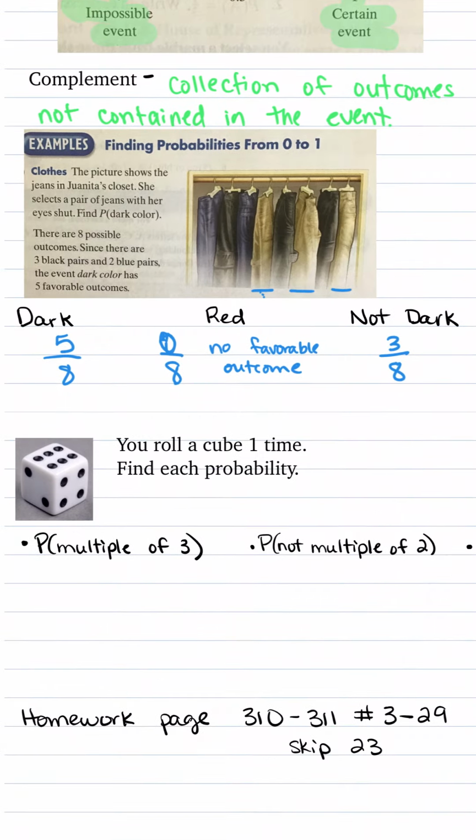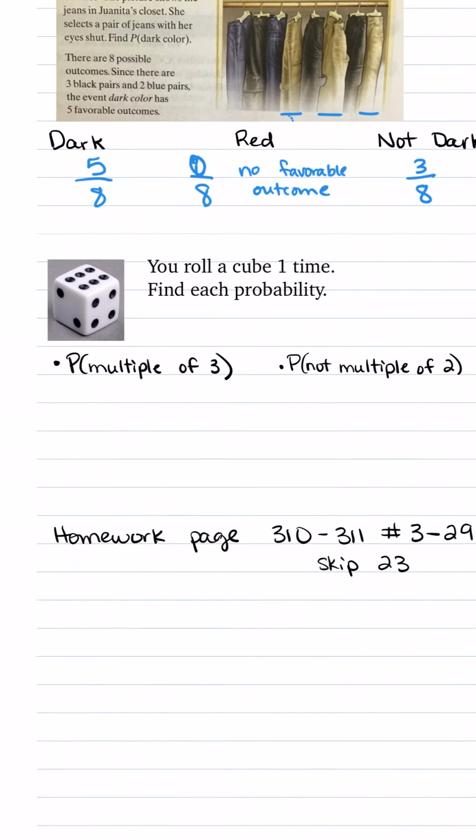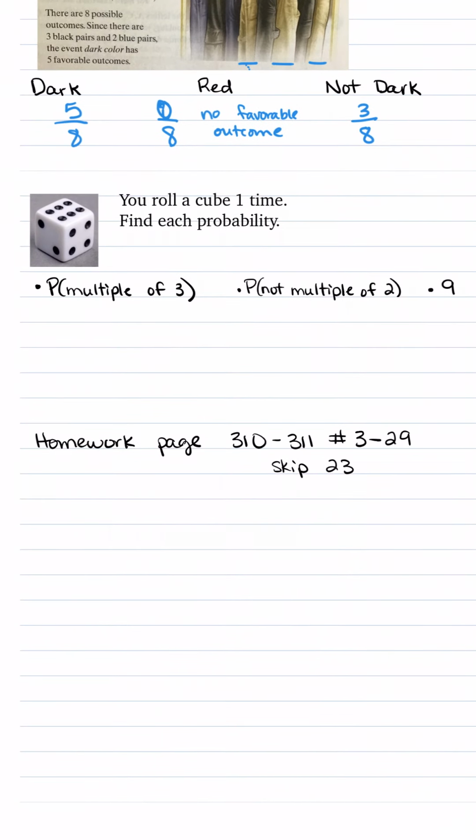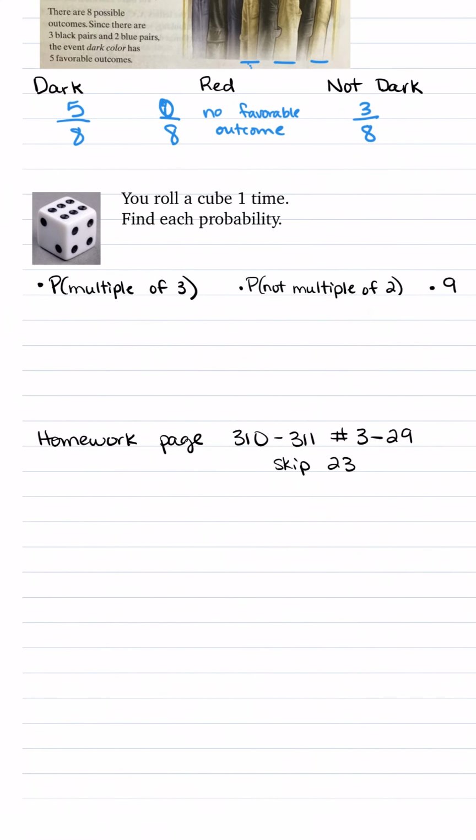Okay, let's look at this dice. Hopefully you guys have played with dice before. Or even if you have one in your house, you could do this just for fun to see. So if we were to roll a cube 1 time, find each probability. I'm going to press pause, see if you can kind of figure this out. Come back to me when you are done. And just be aware, it's a multiple of 3. So 3, 6, 9. Multiple of 2. So 2, 4, 6. And then the number 9.